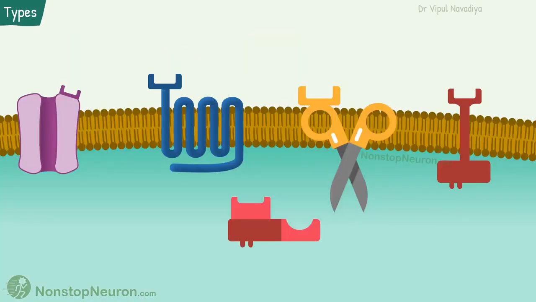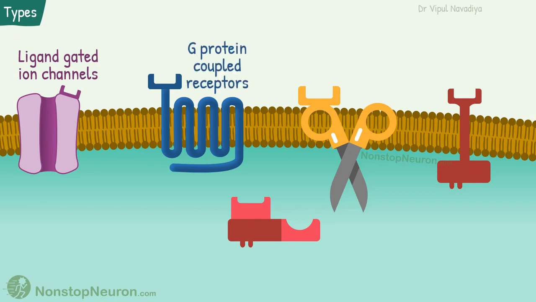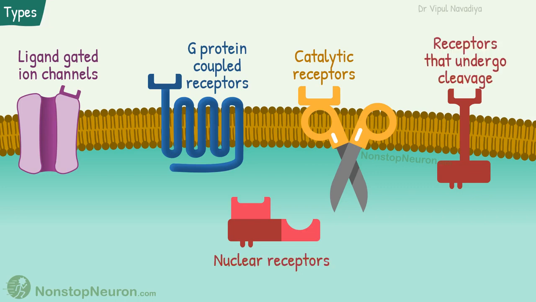Now let's see different types of receptors. Broadly, receptors can be divided into ligand-gated ion channels, G-protein coupled receptors, catalytic receptors, nuclear receptors, and receptors that undergo cleavage. Let's see each type one by one.